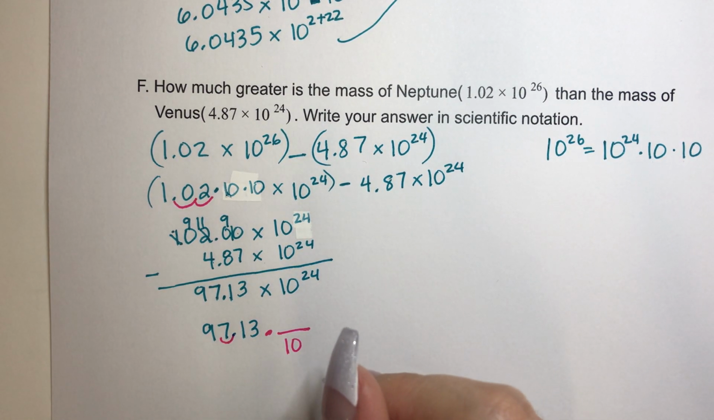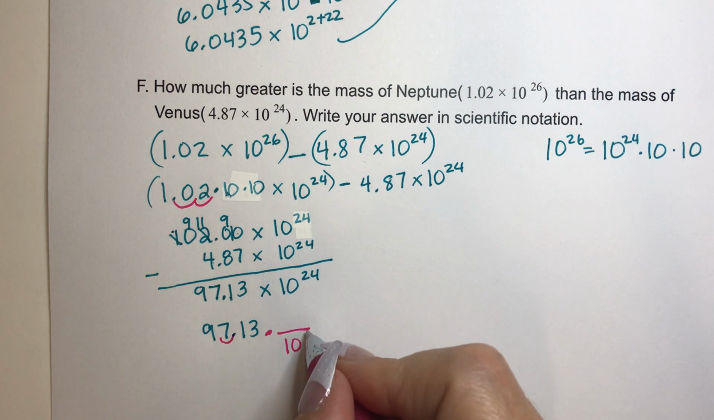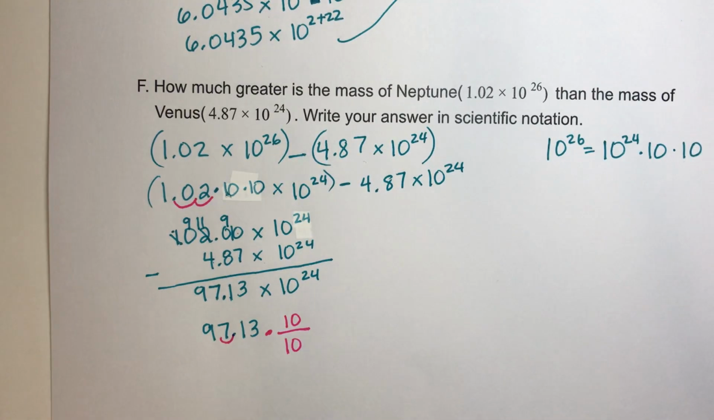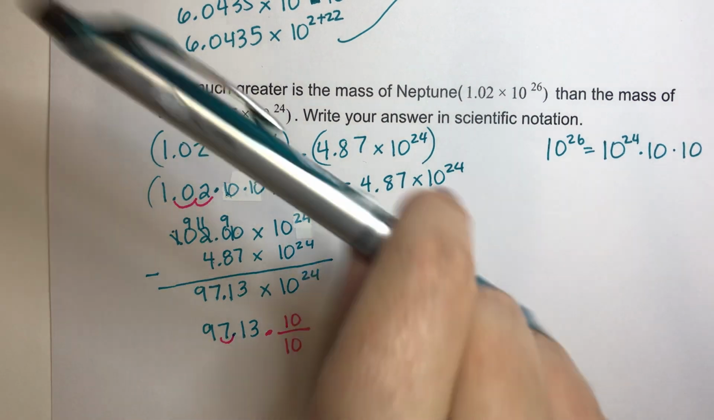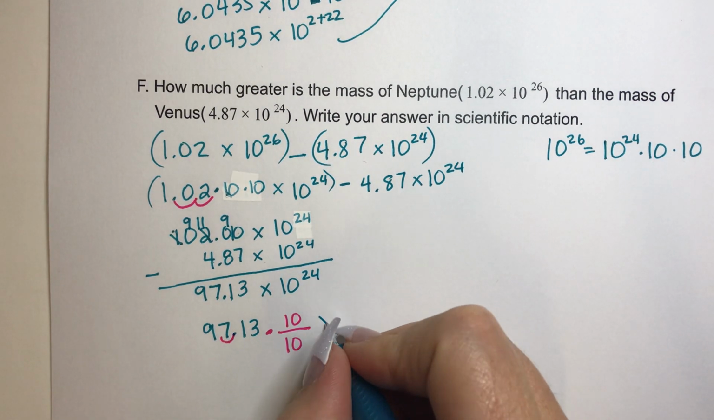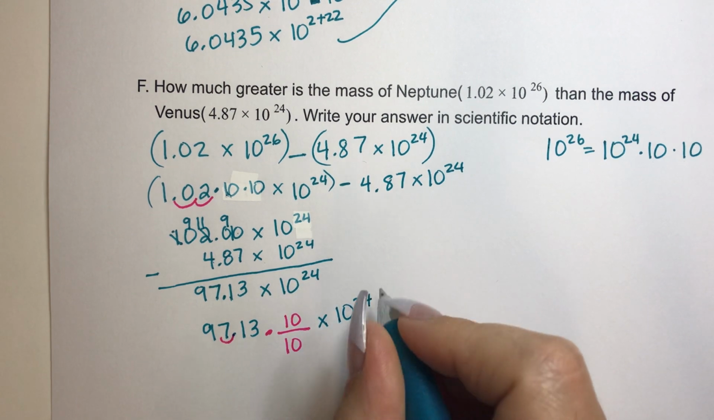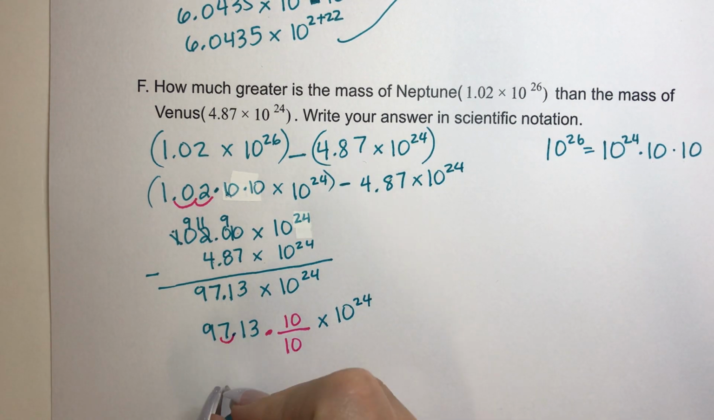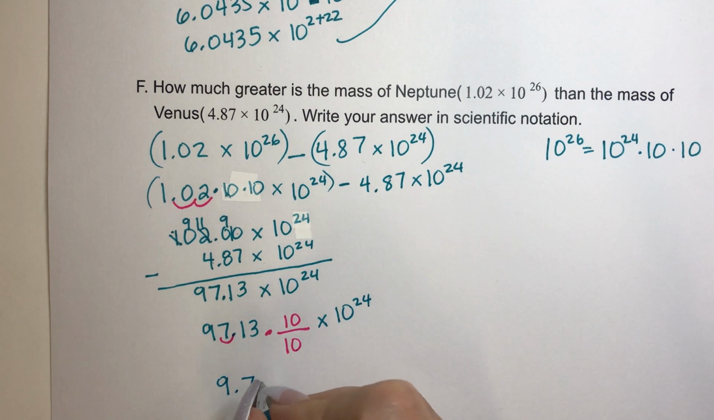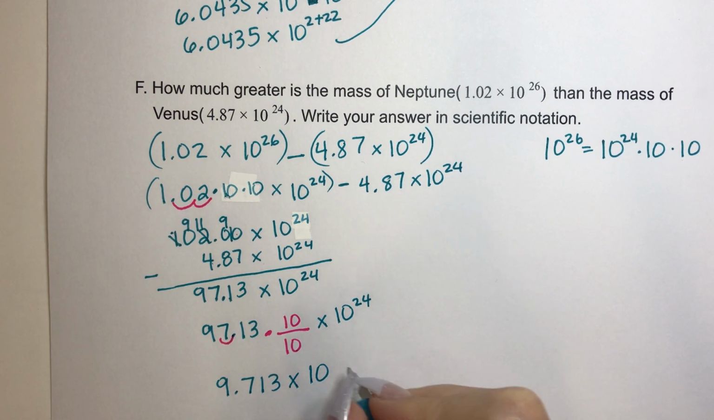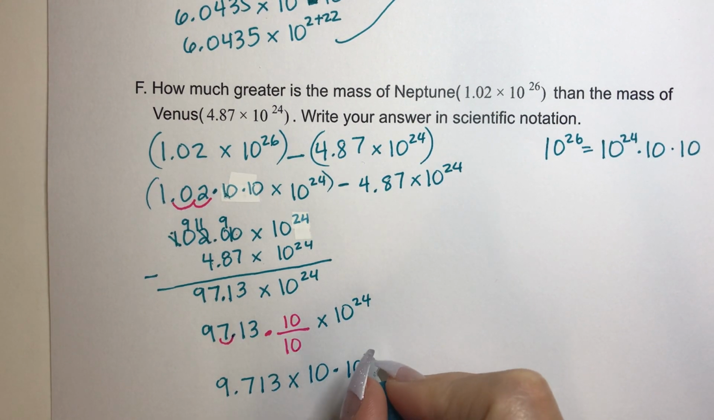So we're going to divide by 10. If we divide by 10, we also have to multiply by 10. And then we have our times 10 to the 24th here. Okay, so we divide by 10 and this number gets smaller, 9.713 times 10 times 10 to the 24th.